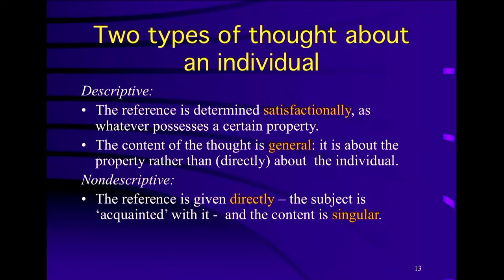So the case in which we have a descriptive thought is, according to this view, the case in which the reference, the object that we're thinking about, is determined satisfactorily by the satisfaction of certain conditions. So I have a certain condition in mind, being the US president. And if I think the US president, whoever he is, lives in the White House, there is this condition, this property, being the US president. And that determines an object, namely the object who satisfies the property. So my thought is, in a loose and weak sense, about that object.